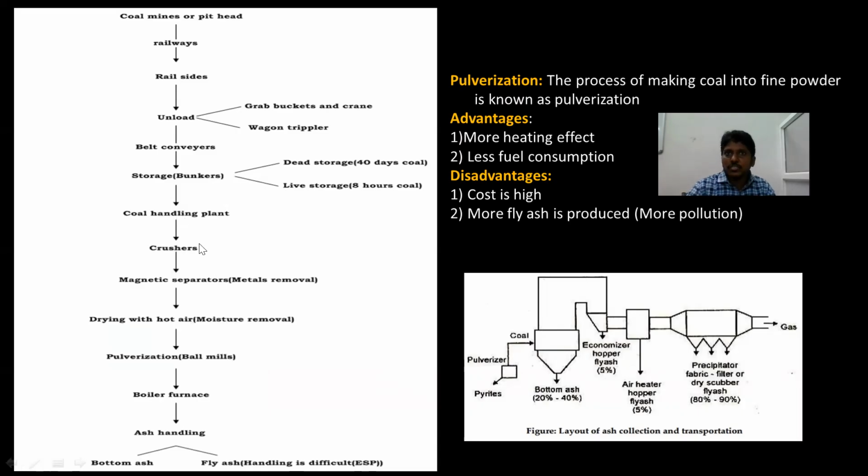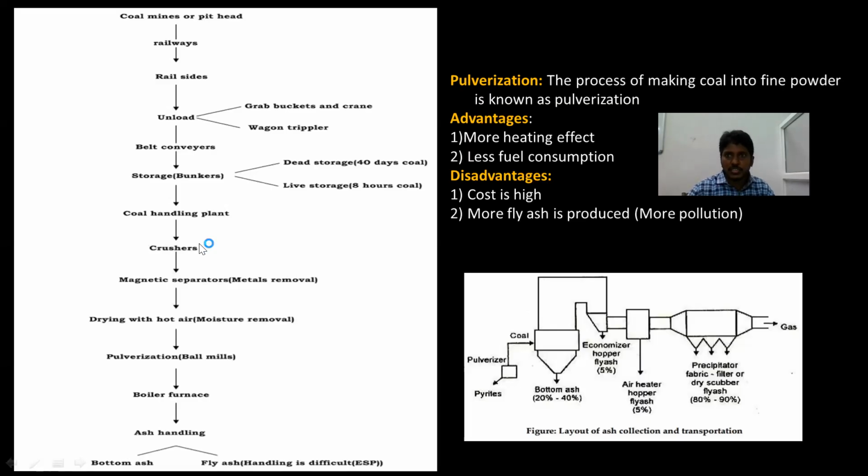Crushers will be present there. The raw coal which comes from coal mines doesn't have a proper uniform size. So to make it the proper size, we'll do crushing through crushers and make uniform-size coal pieces. Then, if any unnecessary material other than coal is there, like small metals, magnetic separators will be there. Metals are removed in that section.